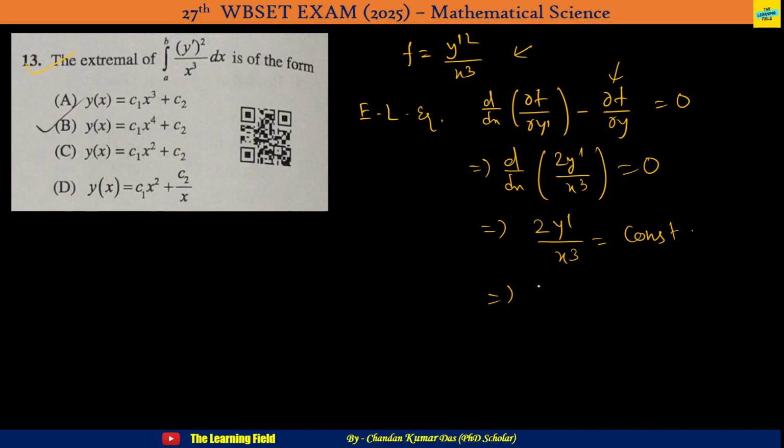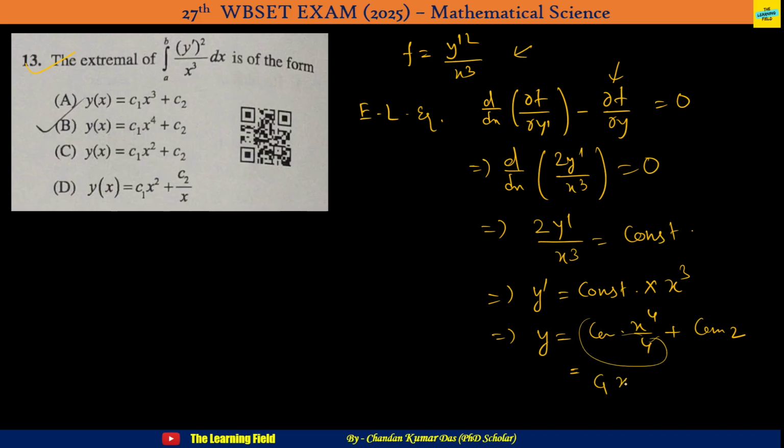So this means we can write y' equal to some constant times x cubed. If we integrate, we get y equal to some constant times x to the power 4 by 4 plus another constant, constant 2. So this is complete: y = c1 x^4 + c2, where c1 and c2 are constants. So option B is correct.